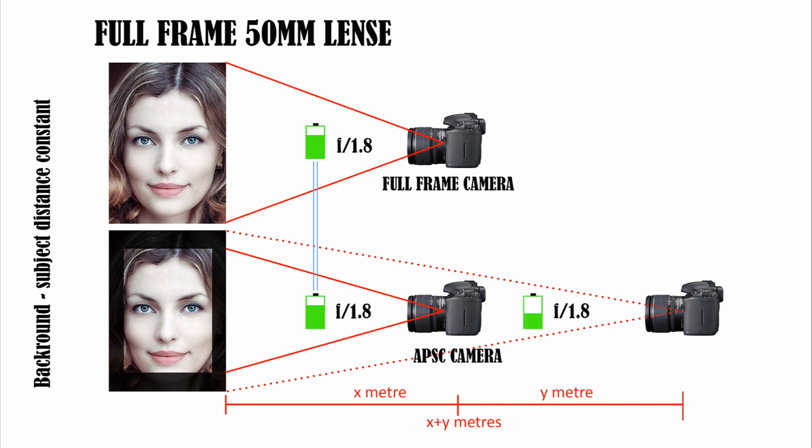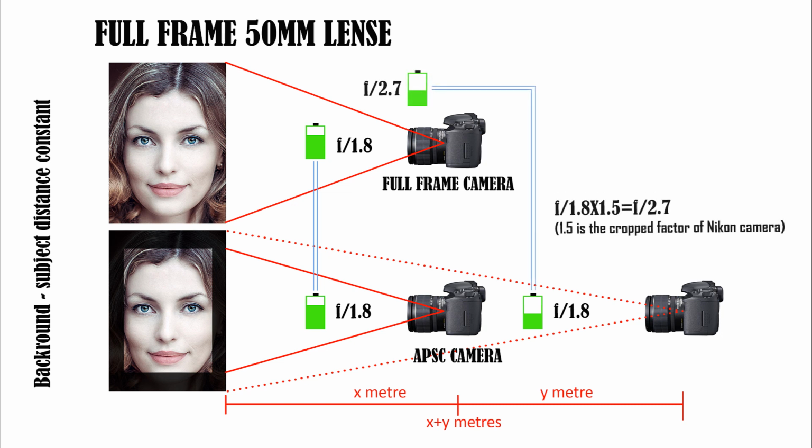The bokeh acquired by the APS-C body with aperture f1.8 at a distance of x plus y meters from the subject will be roughly equivalent to the bokeh acquired by the full frame body with aperture f2.7 at a distance of x meters from the subject. Therefore, the bokeh amount on the full frame camera will be more than that on the APS-C camera when both cameras use the same full frame lenses.